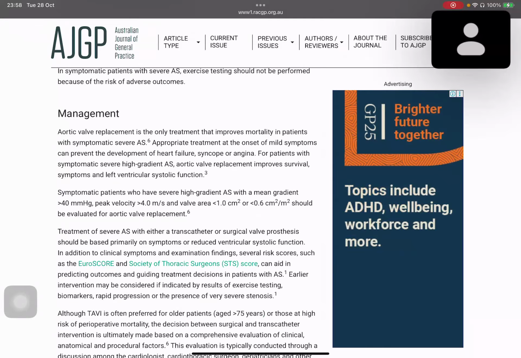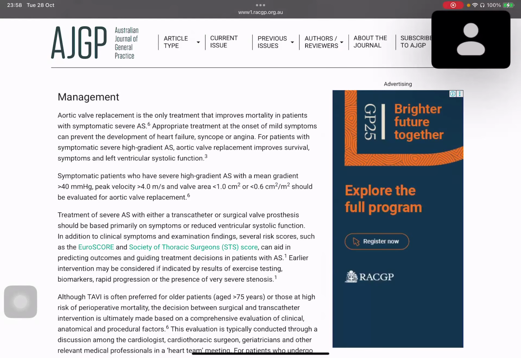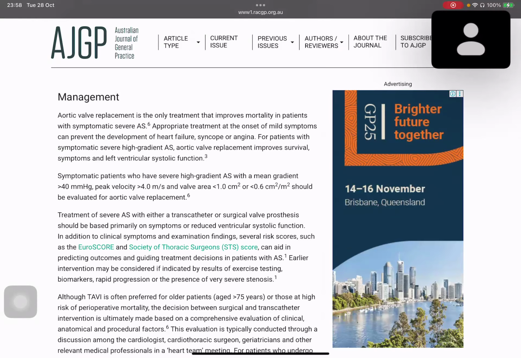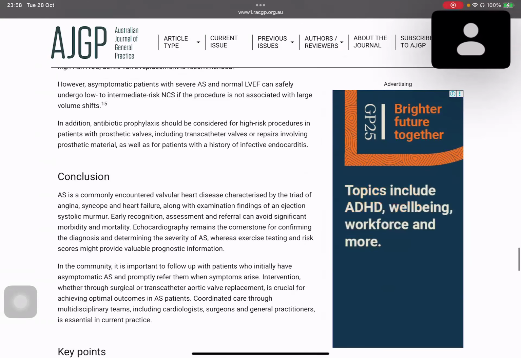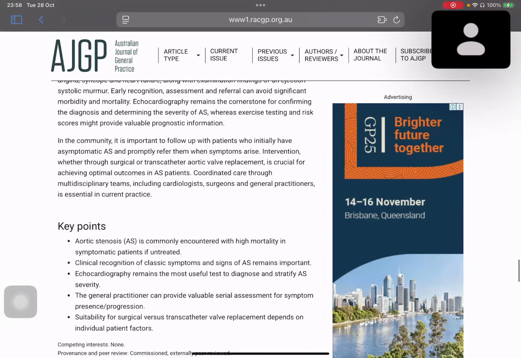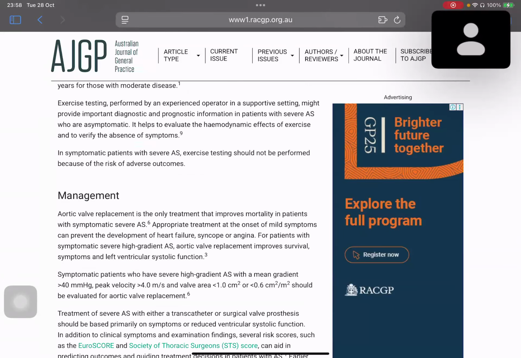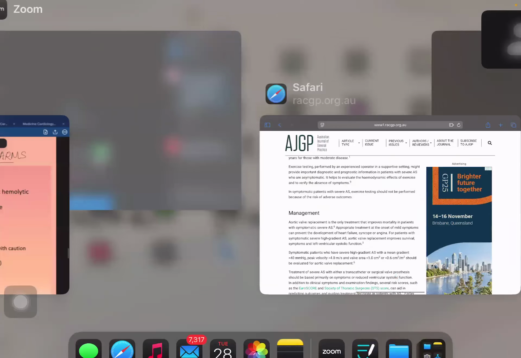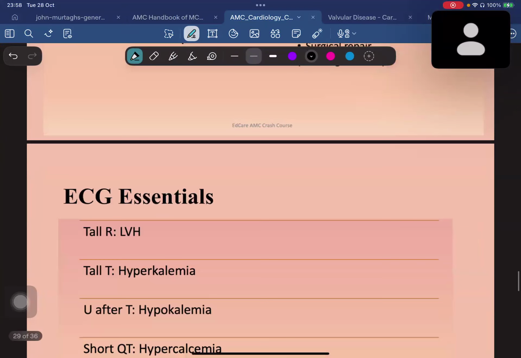See, there's a point that says aortic valve replacement is the only treatment that improves mortality in patients with symptomatic severe aortic stenosis. These things are very, very important when it comes to answering questions, because they might ask what type of management improves mortality in patients, and the answer is just clearly there: aortic valve replacement. So, yeah, that is that.